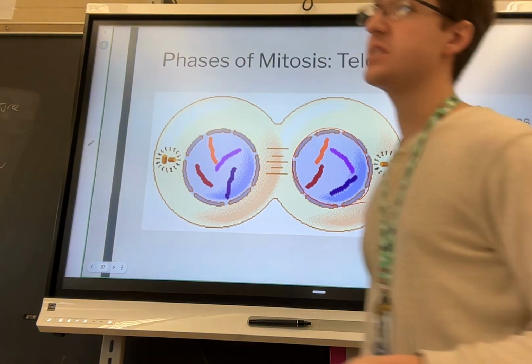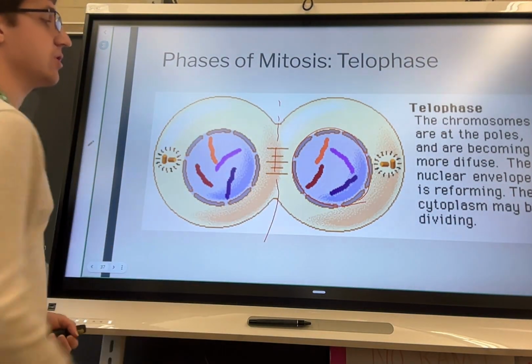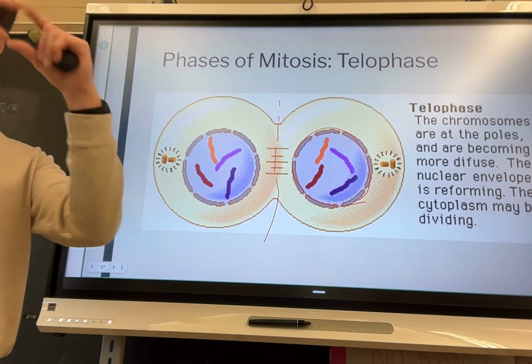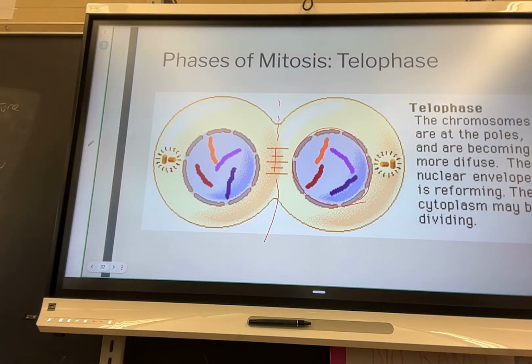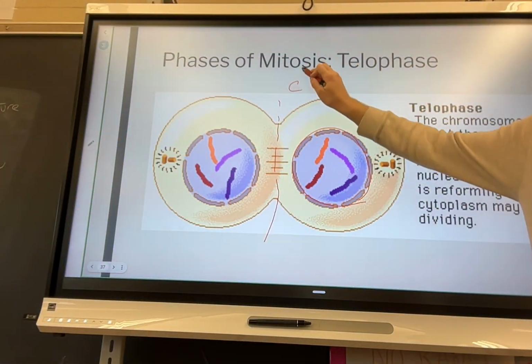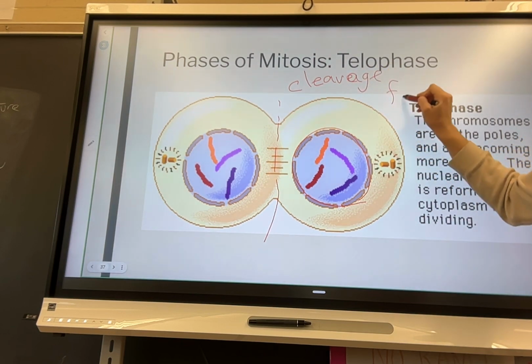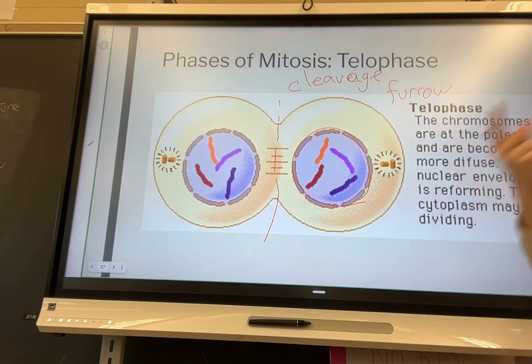And at this point, it's mostly a division of the cytoplasm and the cell membrane. So you can see over here we have this pinching, kind of like if you were to pull two pieces of Play-Doh or two pieces of slime apart, it's going to pinch in the middle. And we said yesterday, this is called a cleavage furrow. So this pinching is called the cleavage furrow. That is where the cell is going to split in half.